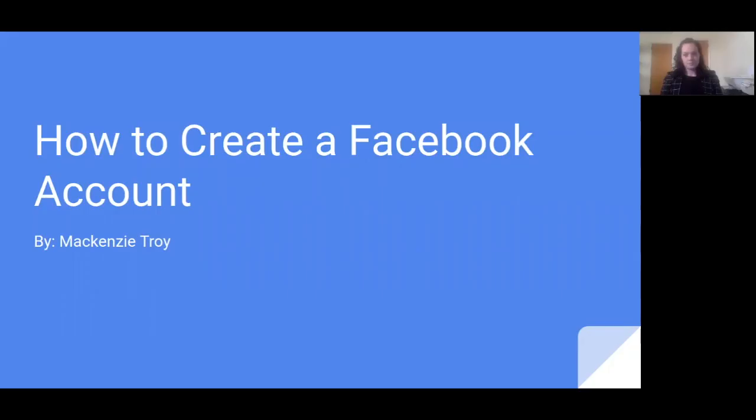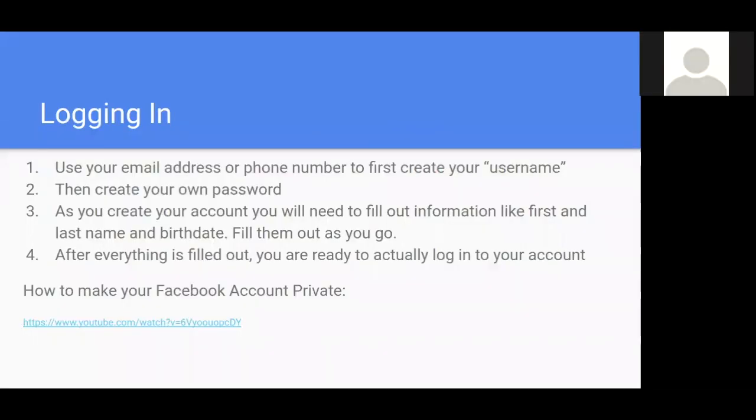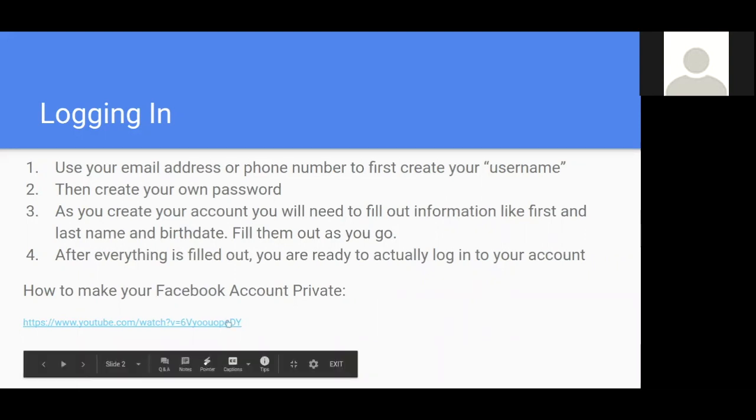Create a Facebook account. Logging in. Use your email address or phone number to first create your username. Then create your own password. As you create your account, you will need to fill out information like first and last name and birth date. Sometimes they also have you fill out your interests and stuff as you're making your account. Fill them out as you go. After everything is filled out, you are ready to actually log into your account. Down below, I have a video on how to make your Facebook account private.